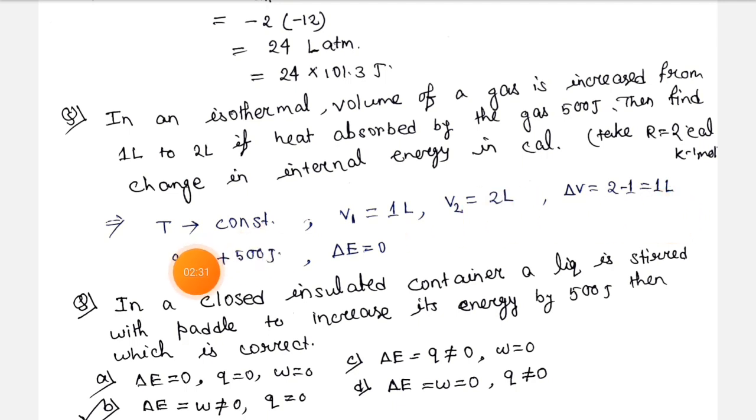Here Q is given, that is 500 joule. So here delta E is equal to 0. Internal energy change is equal to 0 for an isothermal process. Okay, and I have completed this concept in lecture 1 of this video series. This concept is given there.